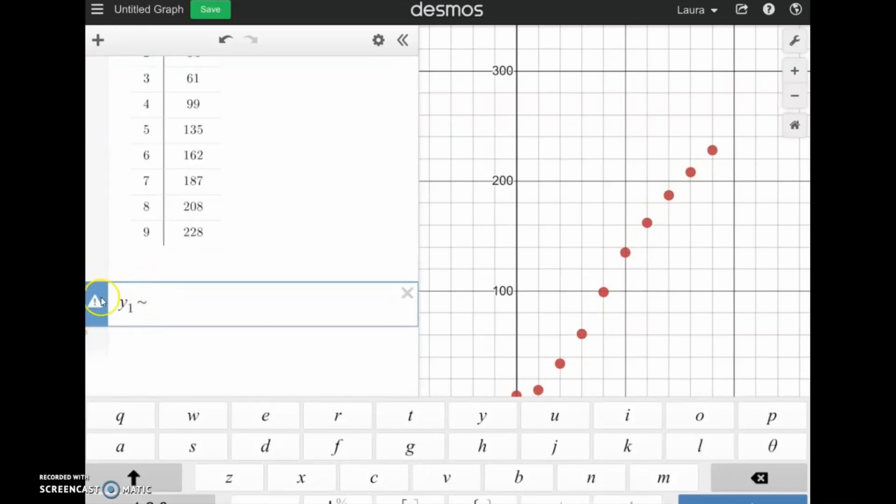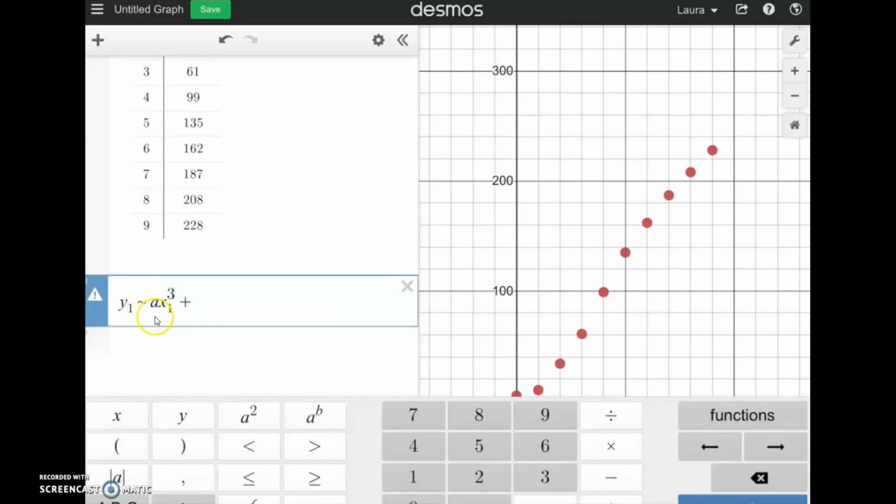To do any regression, I always start off with y1 and then this tilde, and then I need to give it a model for how I want Desmos to do the regression. Do I want it to give it a linear model, a quadratic model, cubic, quartic? And this time I'm going to give it a cubic model. So I start off by telling it a x1 cubed, and you'll use this button to get that cubed. You'll have to say x and then this button, and then you'll enter 3 to indicate that you want a third power.